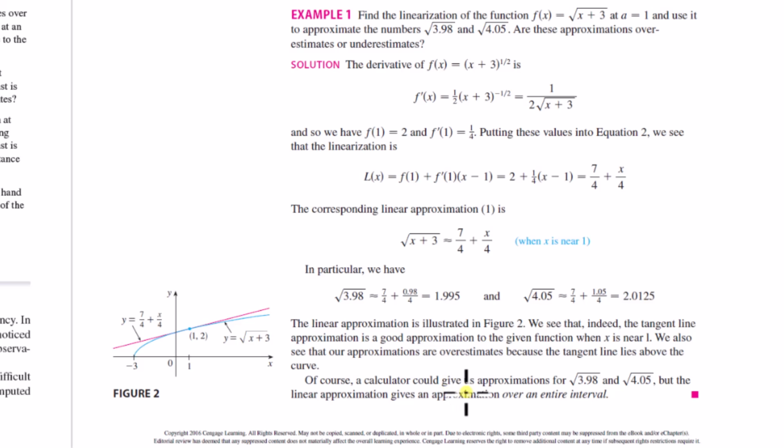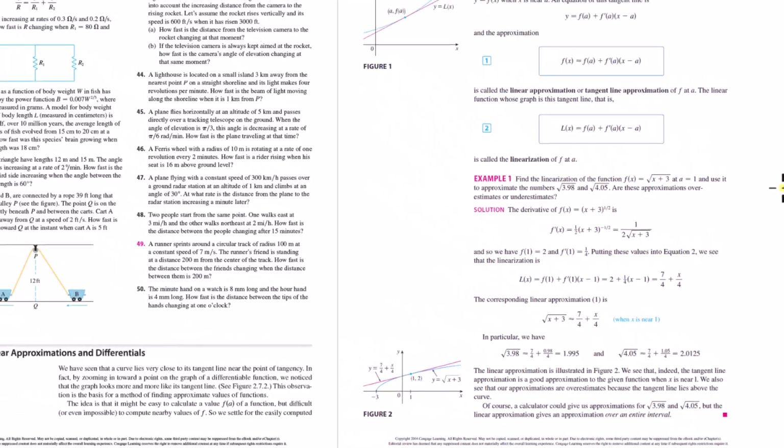Of course, a calculator could give us approximations for the square root of 3.98 and the square root of 4.05, but the linear approximation gives an approximation over an entire interval. I'm not sure what exactly they're saying here, but I get what they're saying, but so what? They're saying that the calculator can give us an approximation of these, but with the linear approximation, we get this full function. But I'm not sure what the point of that is.